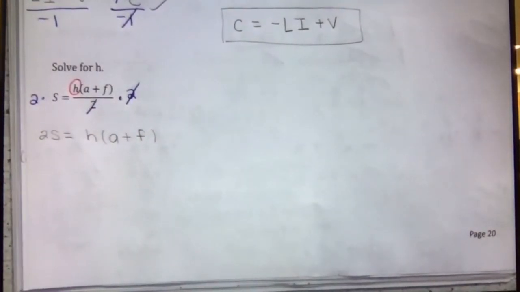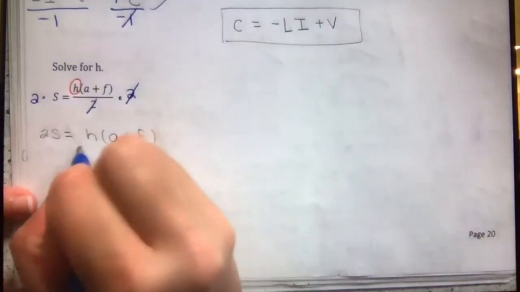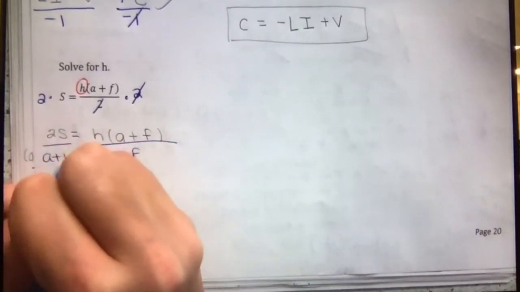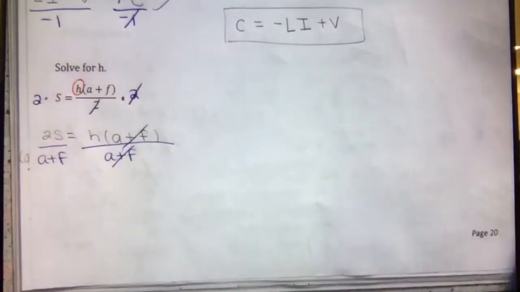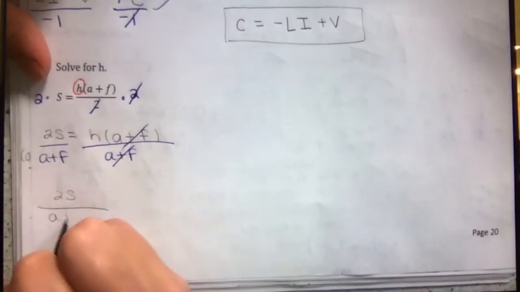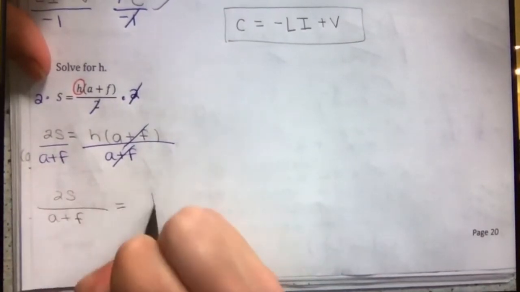Be careful, everyone wants to distribute here, but we want to get h by itself. What's happening to h? It's being multiplied by what? A plus f. So let's get rid of that a plus f. How do I do that? Divide by a plus f. Good. So dividing both sides by a plus f, we're left with 2s all over a plus f equals h.